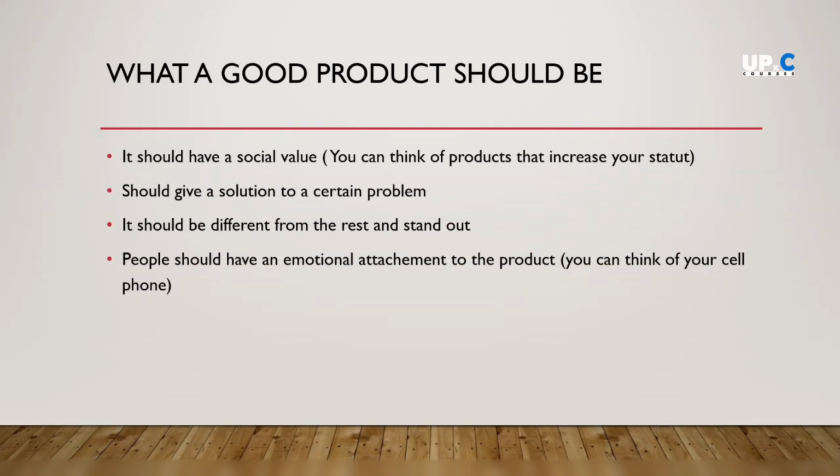So first thing, what a good product should be, or what a good niche should be, that's the right thing to say. It has four important features. The first thing, it should have a social value. So your product should have a certain social value. What does it mean? Let's think about the iPhone. The way it's presented, it will increase the status of the person who is owning it, and it also gives the person a way to be part of a certain group.